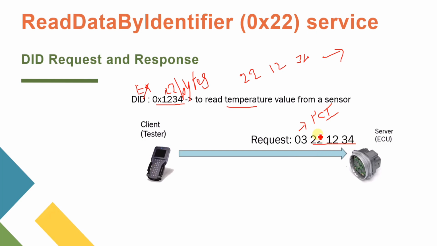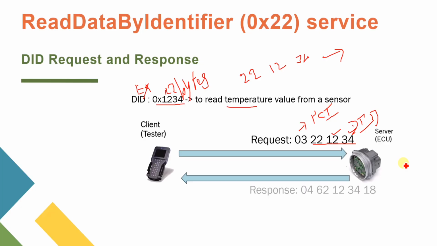22 is the SID, and 1234 is the DID number. So in total it includes 3 bytes, which lets it know how many bytes in total. Then the ECU processes it and gets to know that 1234 is related to a particular temperature sensor value. Then it will send a response to us, the tester.